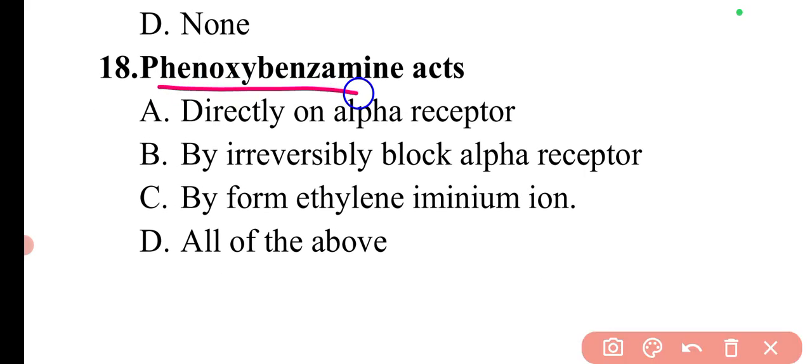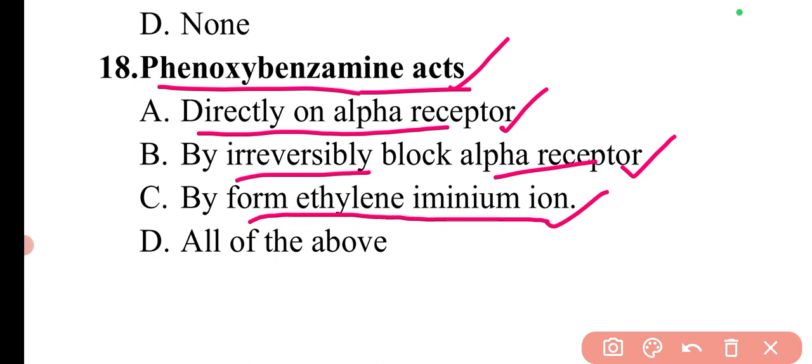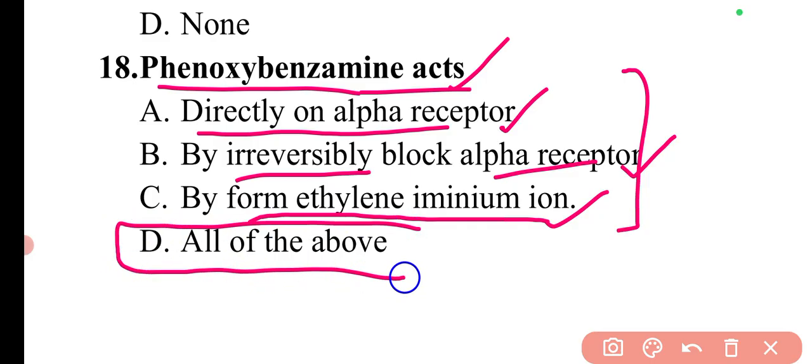Next question is: phenoxybenzamine acts. So basically phenoxybenzamine is an alpha receptor blocker. It directly acts on the alpha receptor, but it irreversibly blocks the alpha receptors, and it will form an ethylene iminium ion for the inhibition. So all of these are the mechanism of action of this drug phenoxybenzamine. So here option D, all of the above, will be the correct answer.